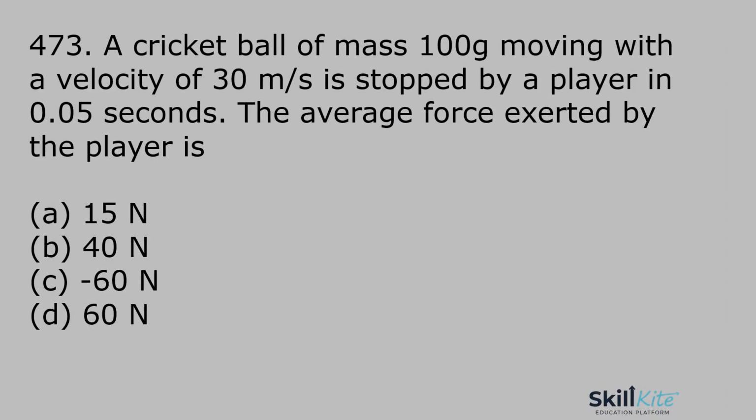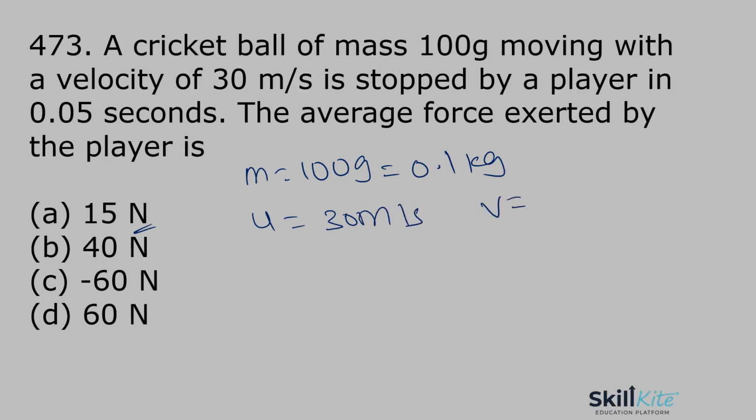A cricket ball of mass 100 grams moving with a velocity of 30 meter per second is stopped by a player in 0.05 seconds. Find the average force exerted by the player. Mass is given as 100 grams, so that can be written as 0.1 kg. Since the answer is in newtons, we should be careful with units. Initial velocity is given as 30 meter per second. Final velocity is 0, because we catch the ball so the ball stops. When we hit with a bat, the 30 meter per second is obviously the initial velocity.